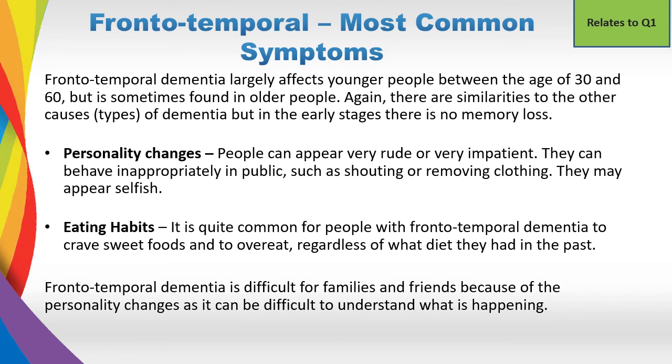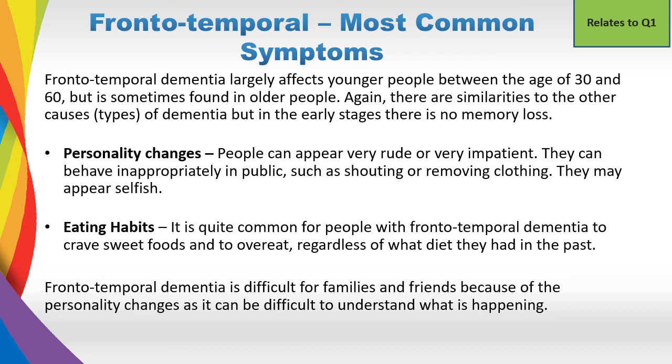They can behave inappropriately in public, like shouting at people or removing clothing. They may also appear very selfish and, like I said before, unable to empathise, so not able to see why somebody is upset or sad by something, even if it's something tragic like a death. Their eating habits, so it's quite common for people to crave sweet foods, as I said previously. They can also overeat, so they could have been a particular person who was into their diet and exercise, but now they'll overeat regardless of what kind of diet they had in the past.